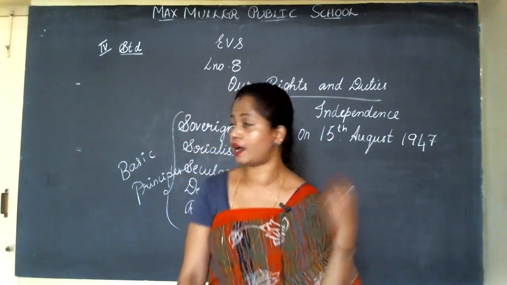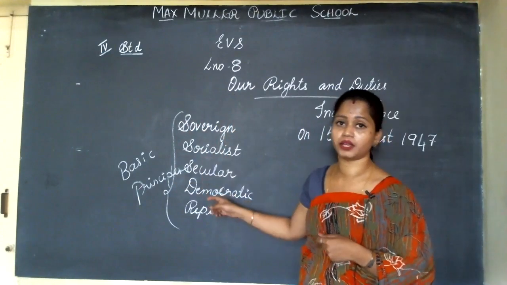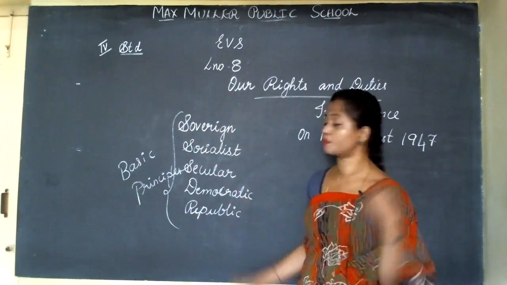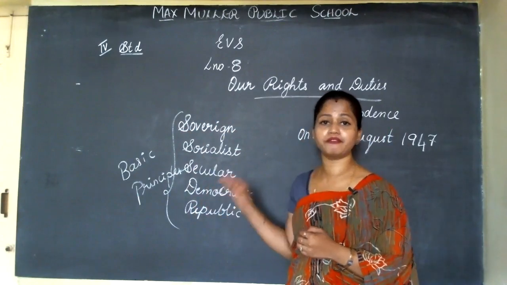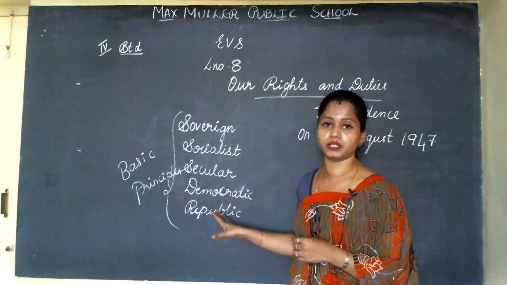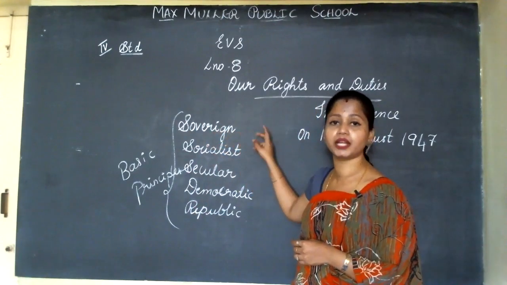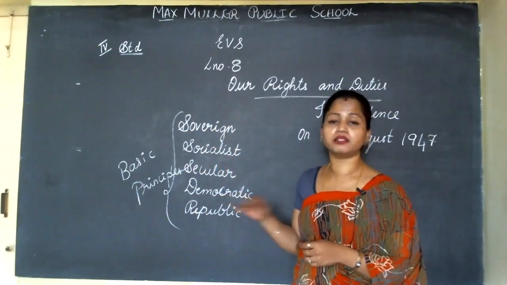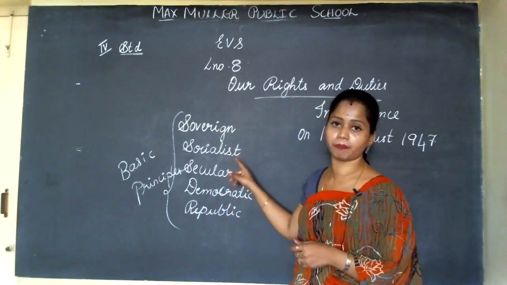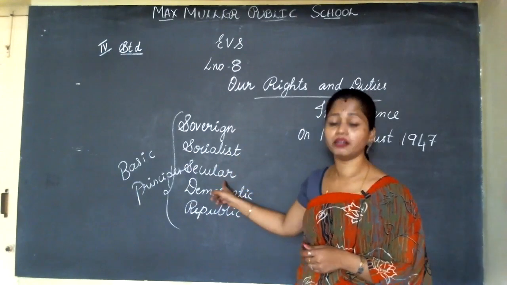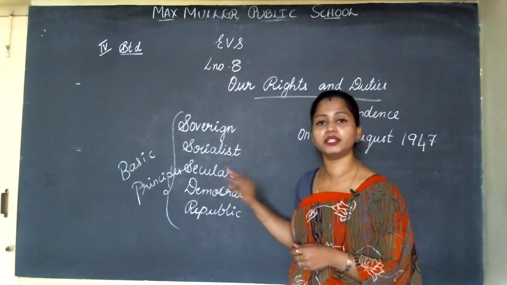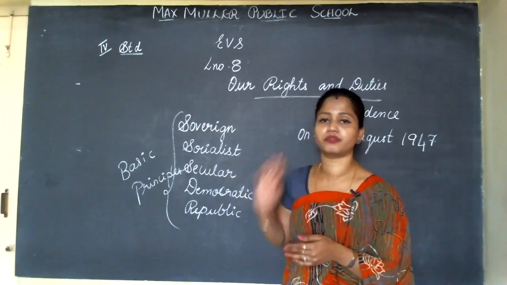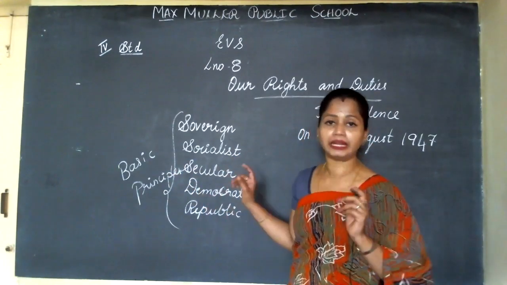These are the basic principles which are written in our Constitution, and each and every Indian citizen has to follow them. Sovereign means India is a free country. Socialist means all the people are equal in India. Secular means all the religions are equal. We have so many religions: Hindu, Muslim, Christian, Sikh, Jain, all different kinds of religions, and all are equal in India.